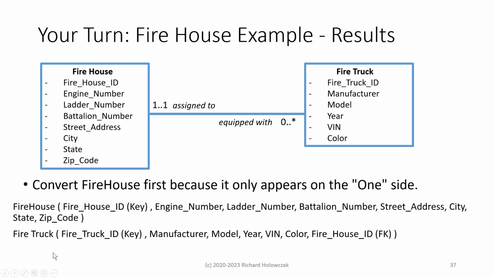Then we worked on Firetruck. Firetruck ID is the key, and because Firehouse is on the one side, Firetruck is on the many side, we get the Firehouse ID copied over as a foreign key. Hope you did well with that. Feel free to review this part of the video until you are certain you understand how to do this type of conversion.